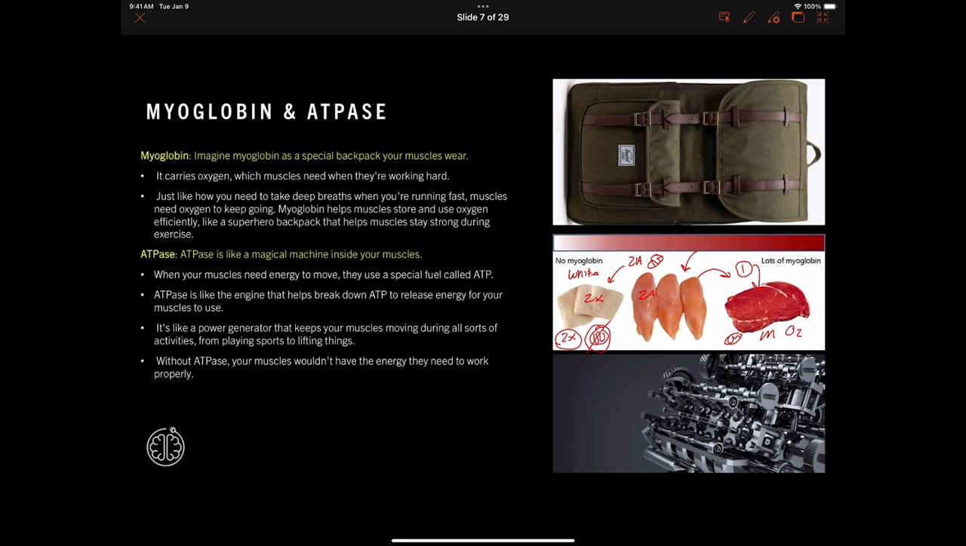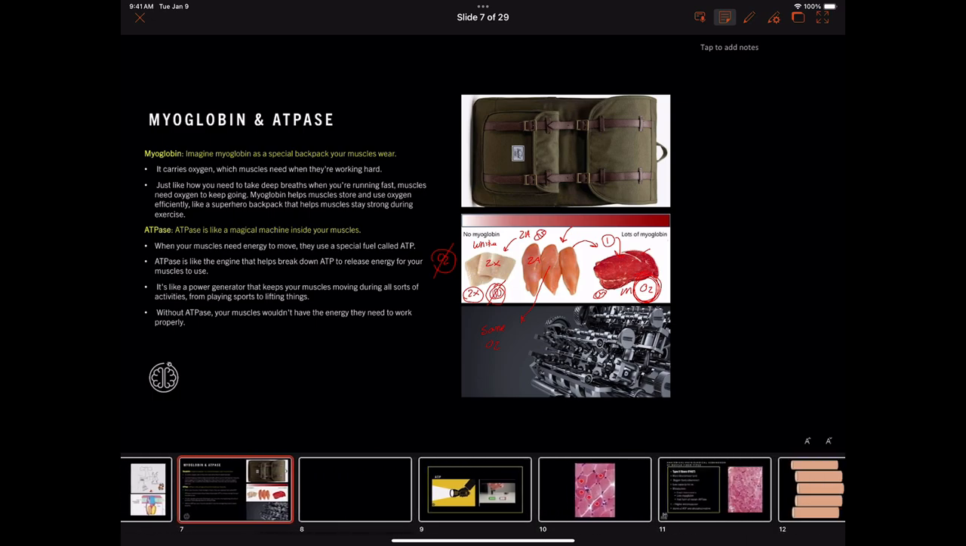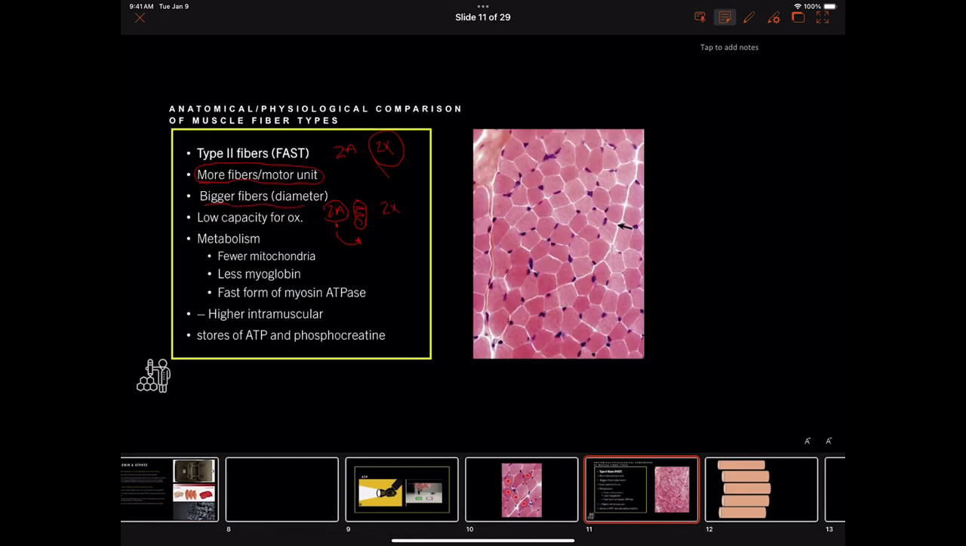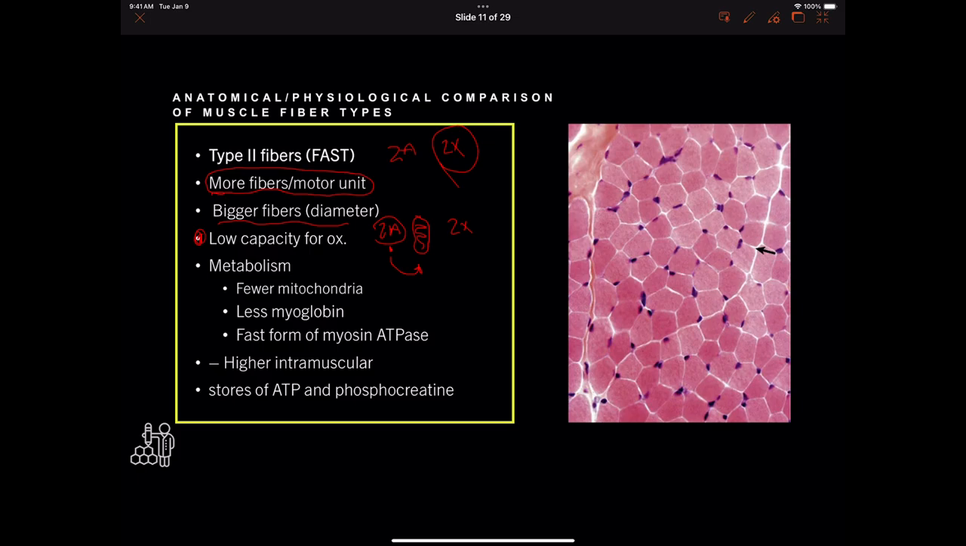So there's a spectrum here. The type 2X fibers don't really use oxygen. So I'm going to draw the Ghostbuster sign, right? There's no oxygen. Type 2A fibers use some oxygen. And the type 1 fibers use a tremendous amount of oxygen, okay? So I'm just making sure you understand the difference between these fibers. So they have a lower capacity for oxygen. Type 2X has a lower capacity than type 2A, okay? So if I drew down here, I would say type 2A has a greater capacity than 2X for oxygen. I hope that makes sense.